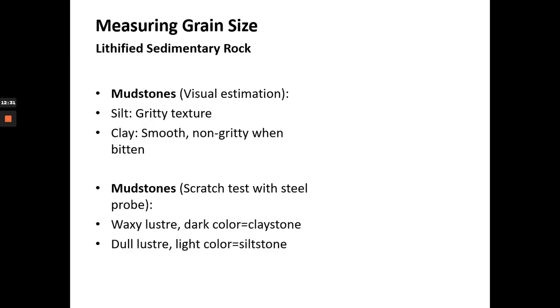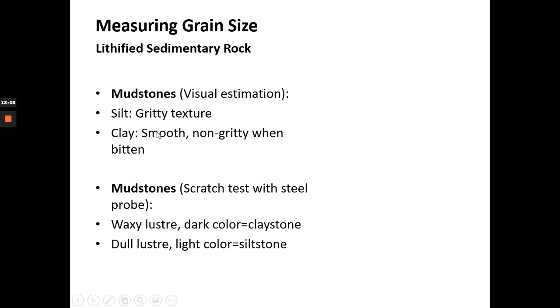You first touch the sample and describe whether the texture is gritty or smooth. Some geologists also take a bite of the specimen, just a small bite. And if you can feel a gritty texture, it's going to be silt dominated. If it is smooth, non-gritty when bitten, it is mainly made up of clay.